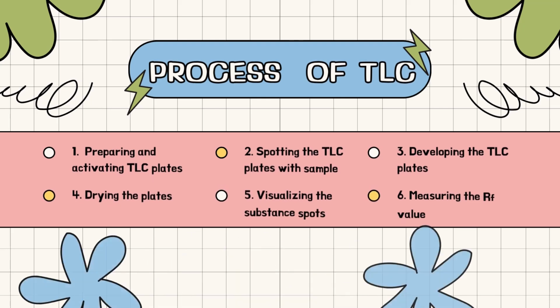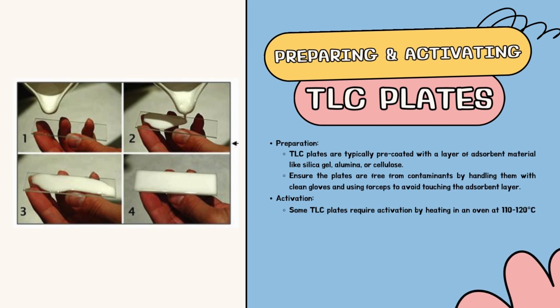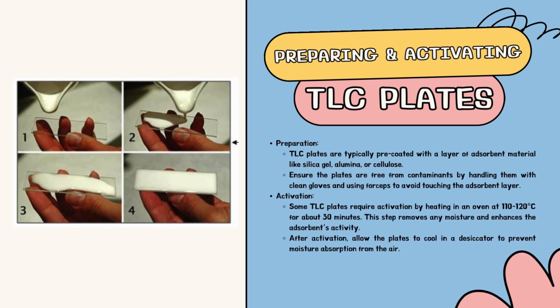There are 6 procedures involved in handling thin layer chromatography. Firstly, preparing and activating the TLC plates. The plates are pre-coated with a layer of adsorbent material like silica gel, alumina, or cellulose. The plates are ensured to be free from contaminants by handling them with clean gloves and using forceps to avoid contact with the adsorbent layer.